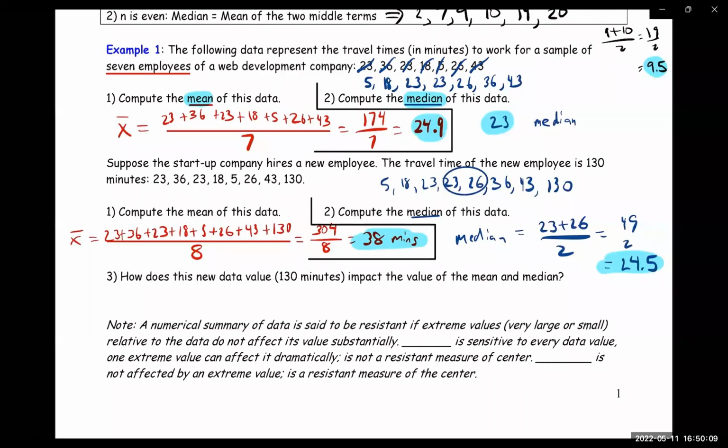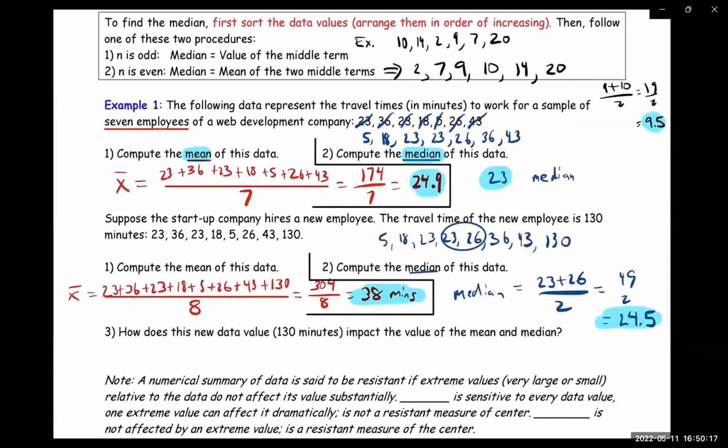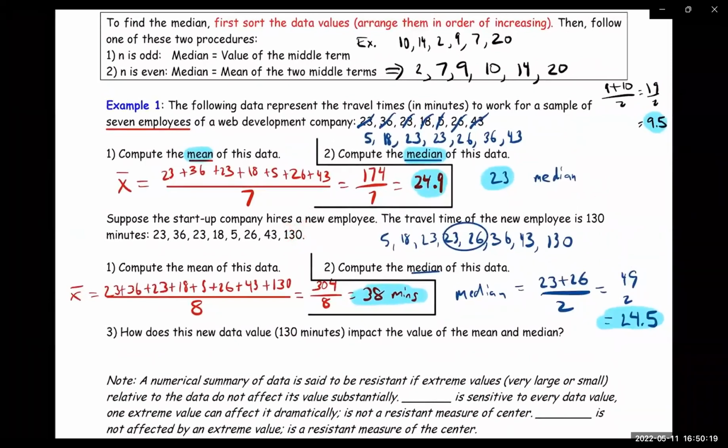So let's see, it says here, how does this new data value impact the value of the mean and the median? So let's see how it impacts the mean first. Without 130, the average or the mean was 24.9. With 130, it's 38. As you can see, it increases a lot because 130 is called an outlier. That means a number that's far away from the rest of the data set. Since 130 is a lot farther away from the rest of the data, it's going to impact the mean a lot. As you can see, it went from 24.9 to 38.